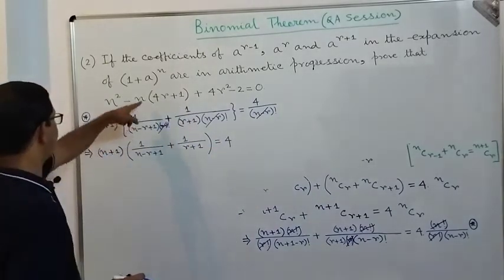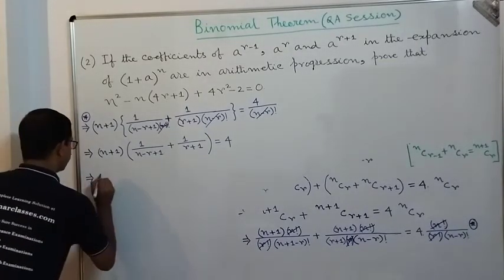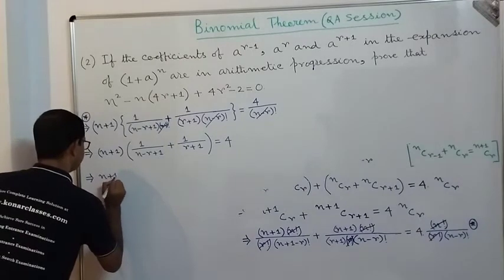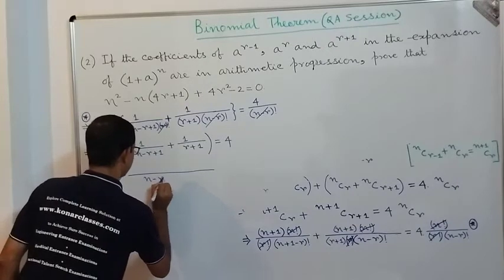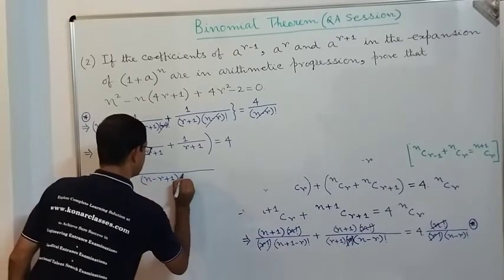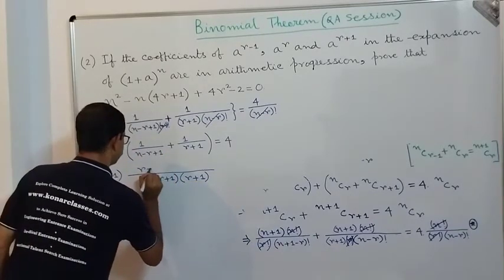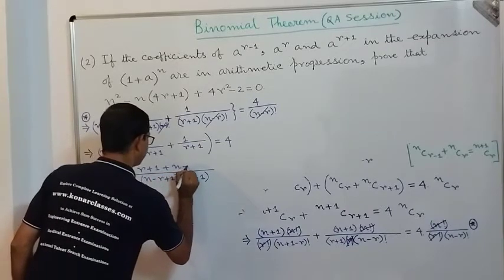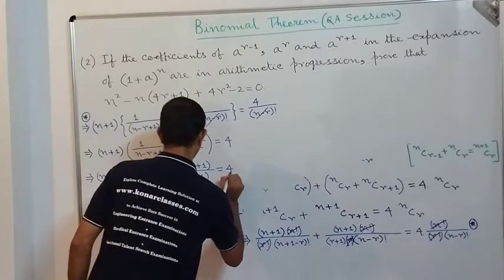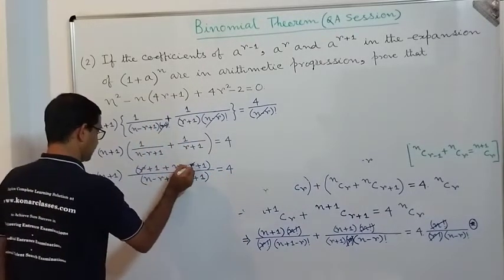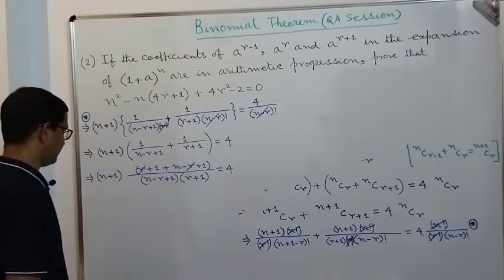Now if we simplify this, we will get this one. Let's see how. Okay, so from here what we get, dear students? So n plus 1 is already there, it is the common. Then we take an LCM of n minus r plus 1 into r plus 1, correct? Then we get here r plus 1 plus n minus r plus 1, so that is equal to 4. So now r and minus r got cancelled. So what we get in the numerator, 1 plus n plus 1, that is n plus 2.